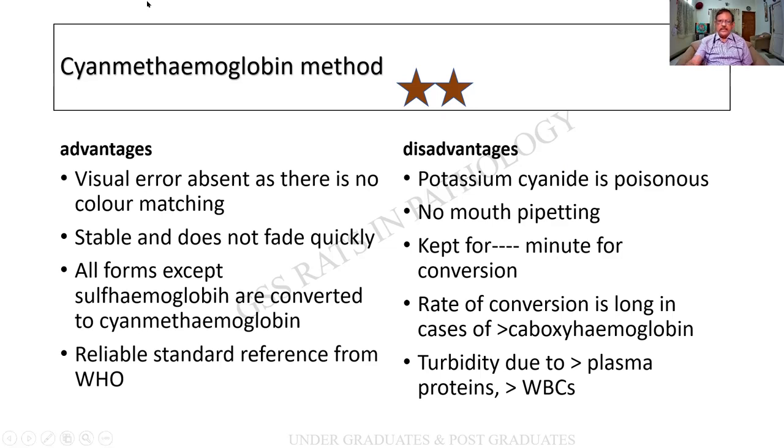The disadvantages, obviously potassium cyanide, nobody will like. It is poisonous. Mouth pipetting is disastrous. You'll have to keep it for a few minutes for the complete conversion. The rate of conversion is still longer if there is carboxyhemoglobin. Moreover, there can be turbidity because of the plasma proteins or because of increased WBCs. So please memorize this. There is no other way.